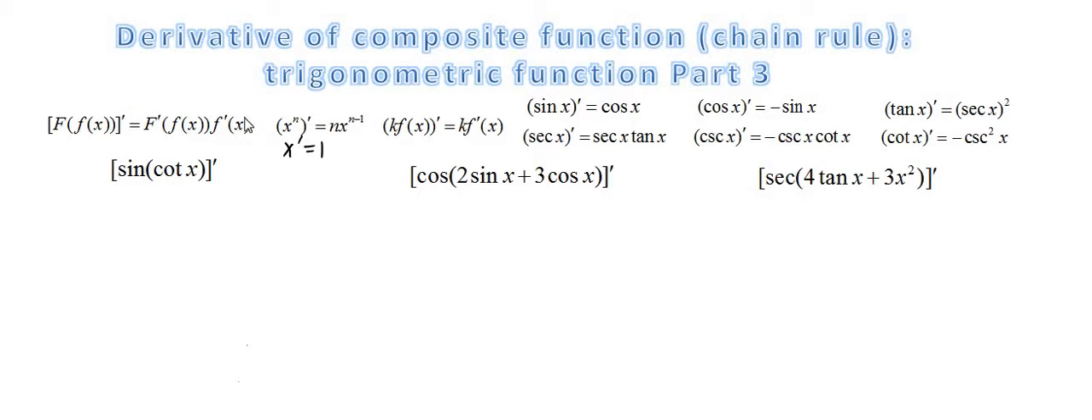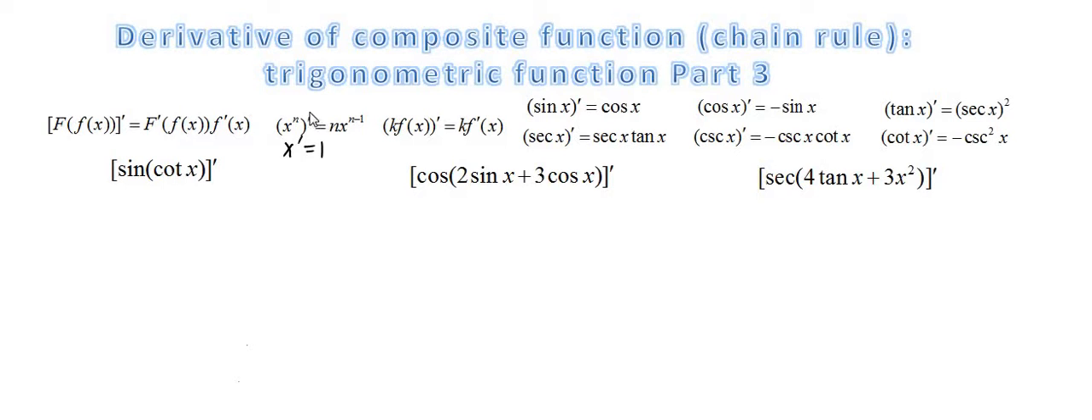For example, if capital F is sine, then the derivative of F should be cosine. If capital F is cosine, then the derivative of capital F should be negative sine. If capital F is secant, then the derivative of capital F is going to be secant times tangent.